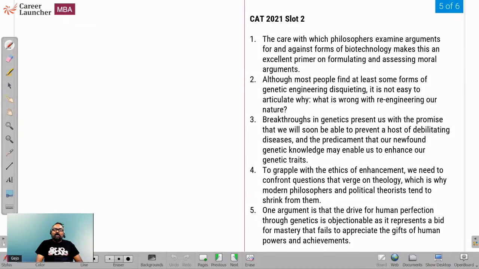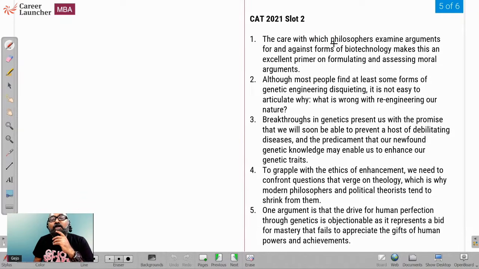2 more, ladies and gentlemen. We are going to CAT 2021 slot number 2. Something that has happened last year. Those people who have taken slot 2 last year in CAT 2021 would have gone, what is this slot in VRC? Slot 2 had some crazy stuff going on. Okay.